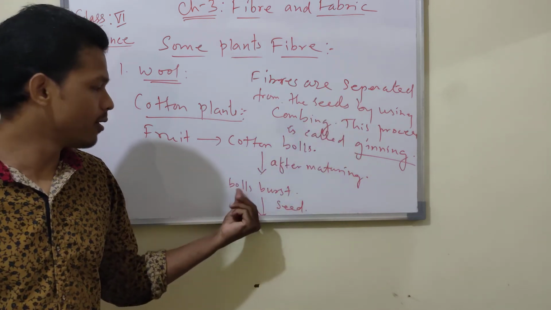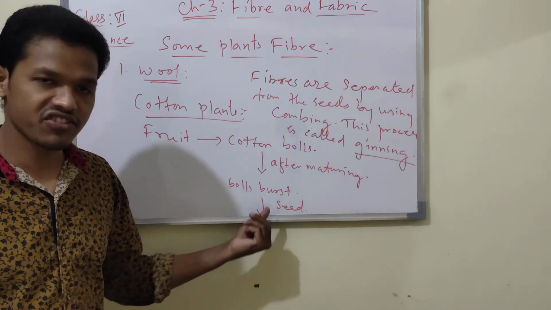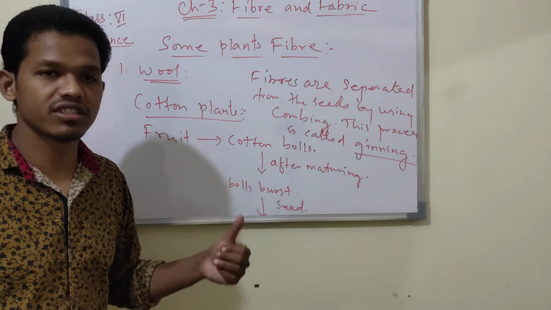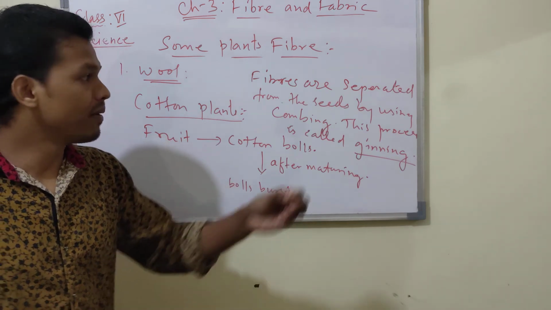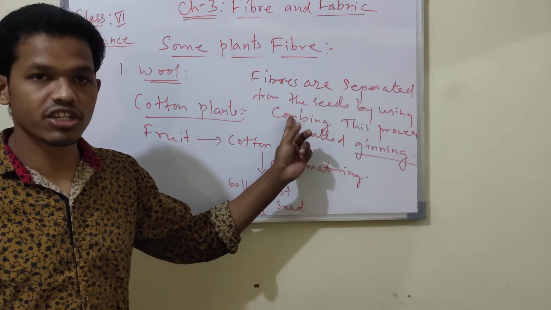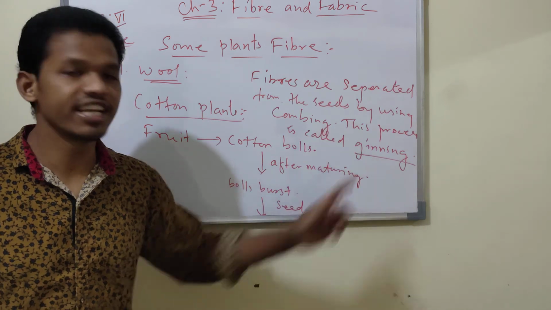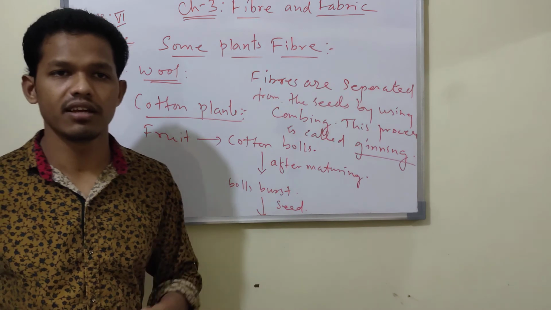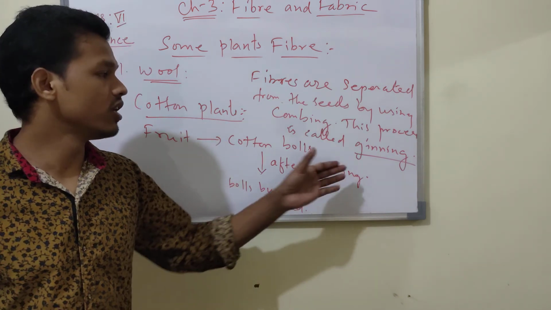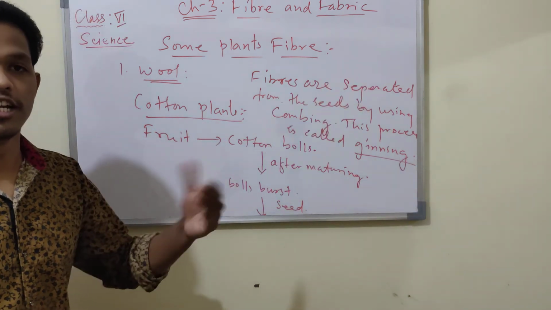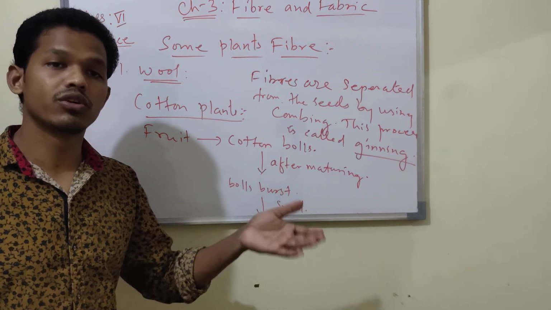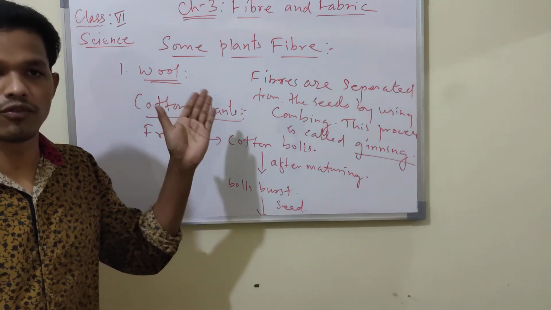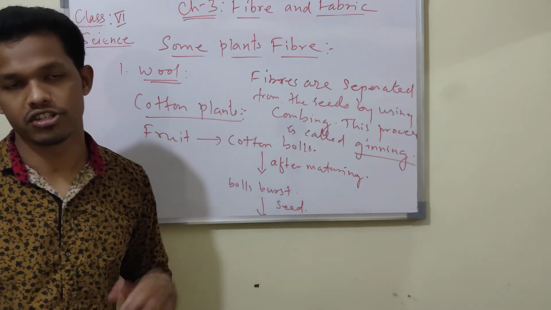After maturing, the ball bursts and the cover opens, which contains cotton and seeds. These seeds are separated with the help of a machine called a combing machine. This process is called ginning. After that, this is processed further in factories, knitted and woven into fabric. We will study in 7th class how these are made into fabric. We will study in higher classes.